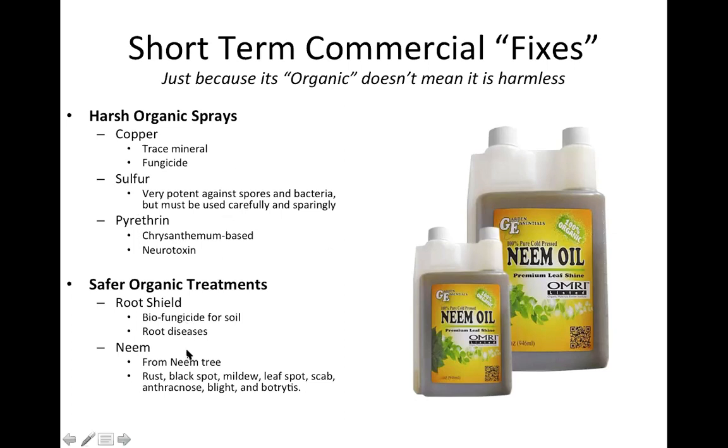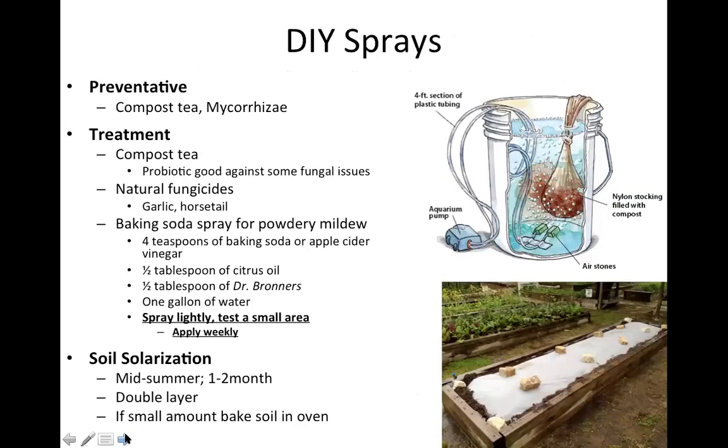But if you want safer treatments, neem oil works really well. Root Shield is a good spray if you're dealing with root diseases like wilts. And then there are a lot of DIY preventive sprays, like compost teas and mycorrhizae. That's going to help build the health of these plants, so they'll be able to tolerate different kinds of fungal issues and bacteria a lot better.